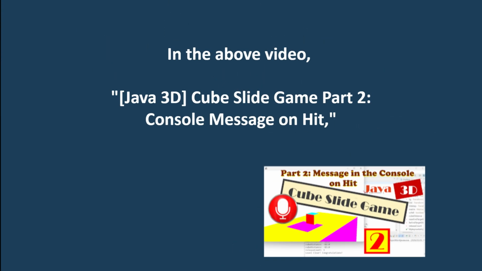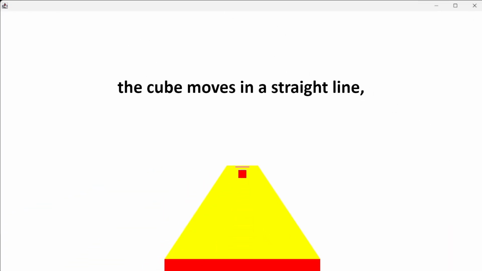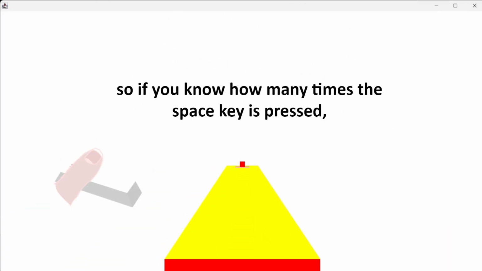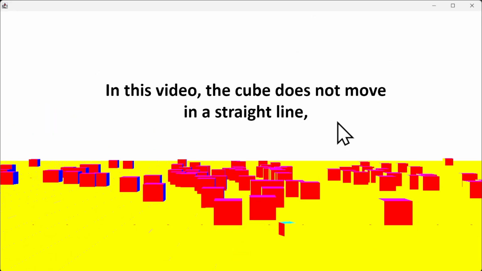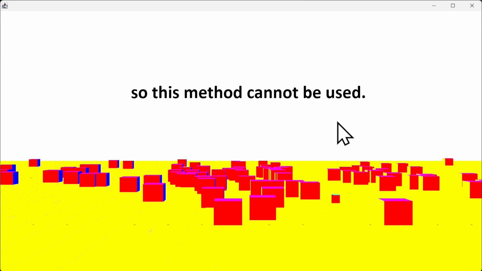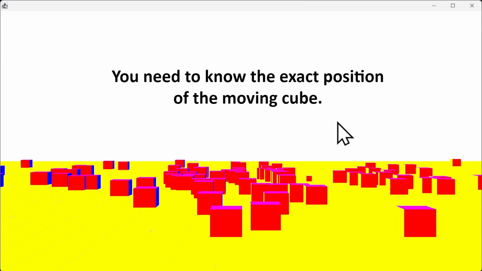2. Determining where the moving cube is located. In the above video, Java 3D Cube Slide Game Part 2, console message on hit, the cube moves in a straight line, so if you know how many times the space key is pressed, you can determine where the cube is located. In this video, the cube does not move in a straight line, so this method cannot be used. You need to know the exact position of the moving cube.